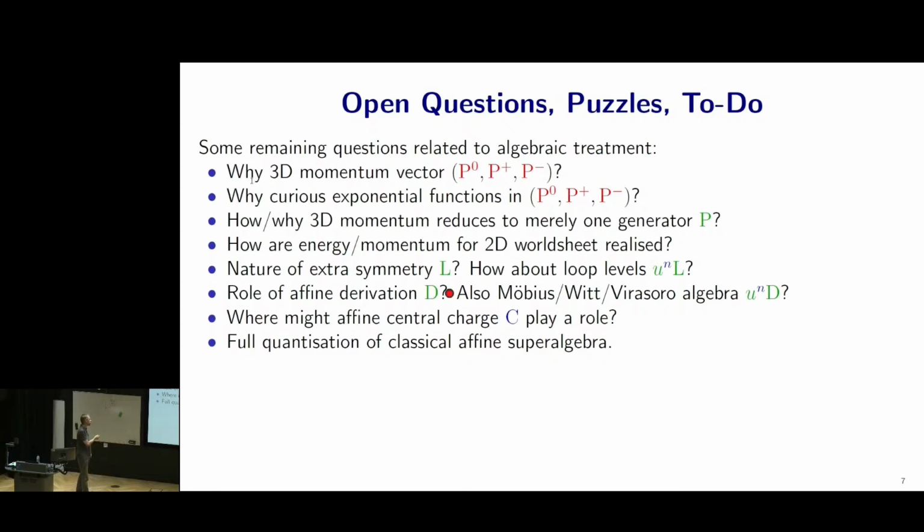Can we make sense of the affine derivation? Is there some purpose of changing the reference frame somehow from one to the other? Or could this derivation even be extended to a Möbius or a Witt or Virasoro algebra? Would that make sense? And then would the central charge of the affine algebra perhaps play a role? And eventually, how can we quantize the full classical affine algebra?